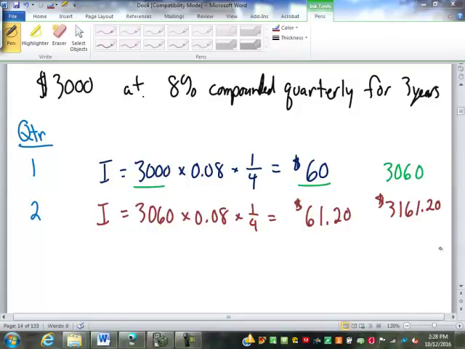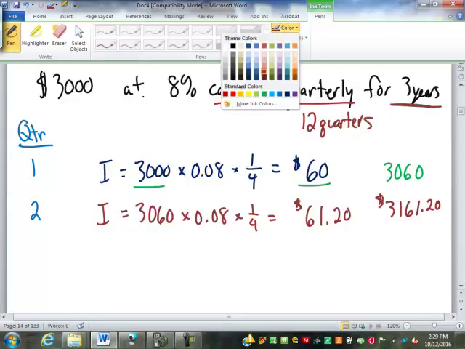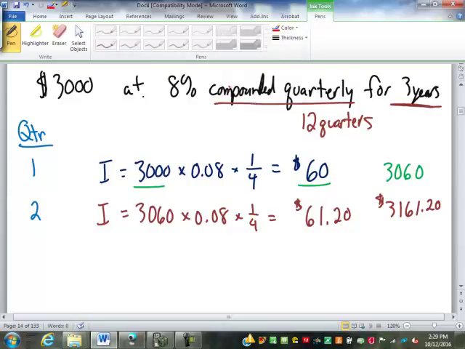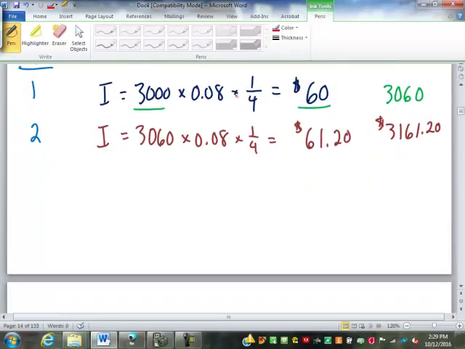How many times am I going to have to do this to get through my full 3 years? Quarterly is 4 times a year. For 3 years, that would be 12 quarters, 12 times. I don't really want to do this 12 times. So I want to find a shortcut for doing this. So let's take a look at this.